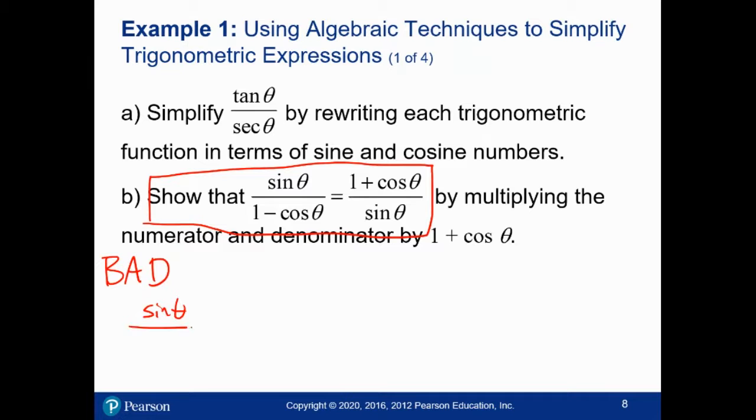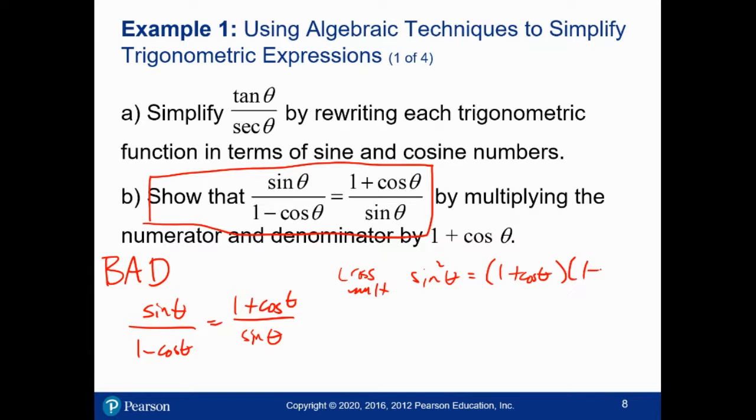You write down sine theta over 1 minus cos theta equals 1 plus cos theta over sine theta, cross multiply to get sine squared theta equals 1 plus cos theta times 1 minus cos theta equals 1 minus cosine squared theta, and that's true. That is the Pythagorean identity. Sine squared theta is 1 minus cos squared theta. So this is true, so we started off with something true. Here's what's wrong with this.